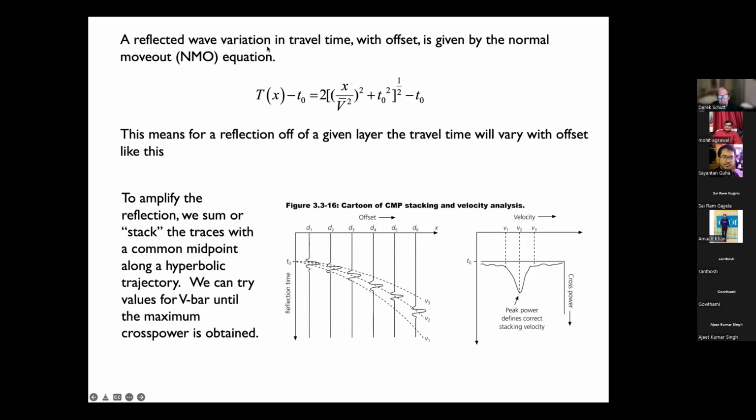So a reflected wave's variation in travel time with offset is given by the normal move-out equation. So T of x minus T naught, where T naught is the direct source to receiver time, so where I just have the source and receiver in the same location, is going to be 2 times the square root of x squared over v bar squared, quantity squared, plus T naught squared, minus T naught. So again, v bar is the RMS velocity, so the average velocity that you see.